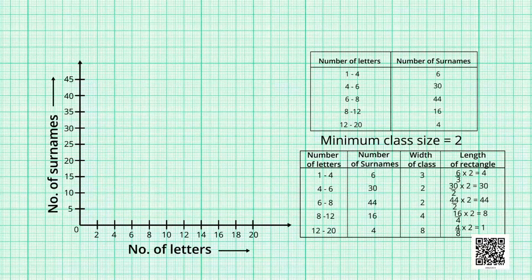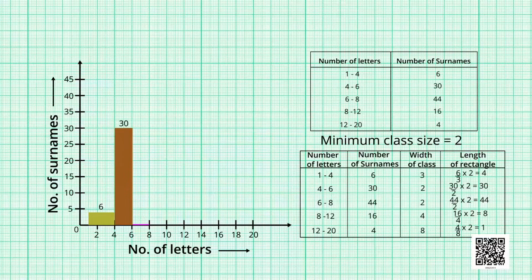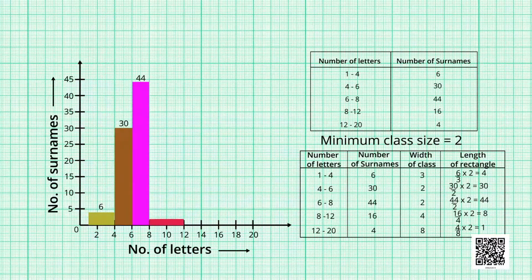So now we will draw the graph according to the new length of the rectangles for these class intervals. For example, here 1 to 4 class interval will have a height of 4. 4 to 6, it will have a height of 30. 6 to 8 will have a height of 44. 8 to 12 will now have a height of 8 units. And 12 to 20, it will have a height of 1 unit.